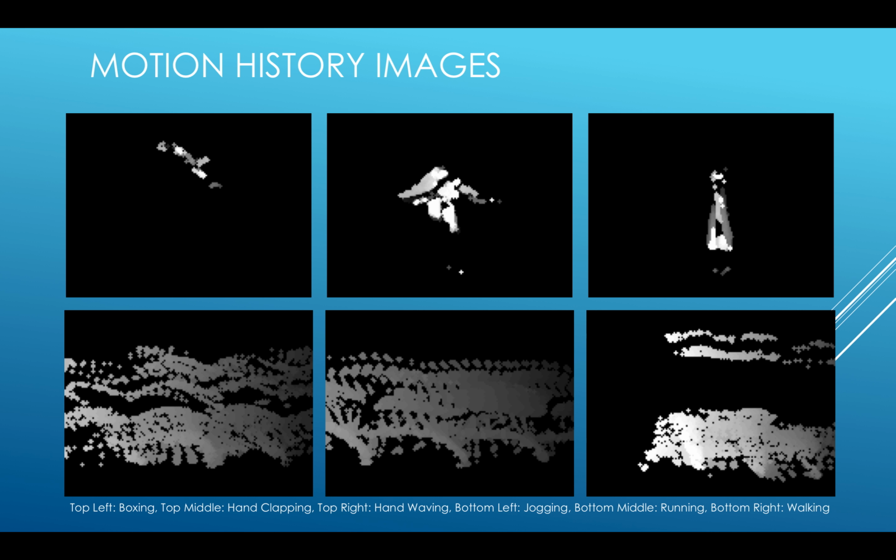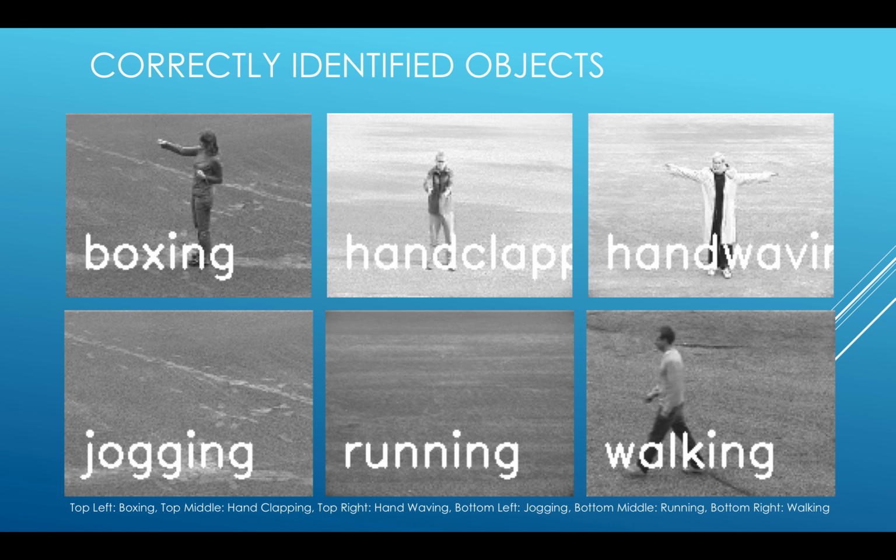So from these motion history images, I then created Hu moments, which made us scale independent. And I used these Hu moments to classify my data set. So I put these into a support vector machine, which is a type of discriminative classifier, and then I used this classifier to classify activities in other sets of videos.